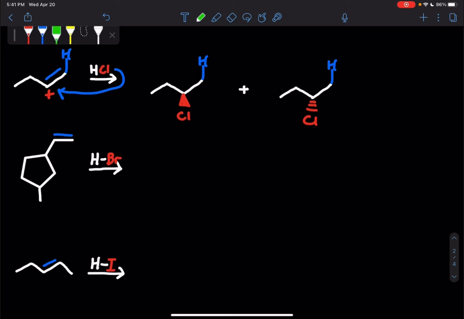The four groups of the carbon are different. We have an ethyl group, we have a methyl group, we have a hidden hydrogen, and our chlorine. Four different groups making it chiral, so we do have stereoisomers.